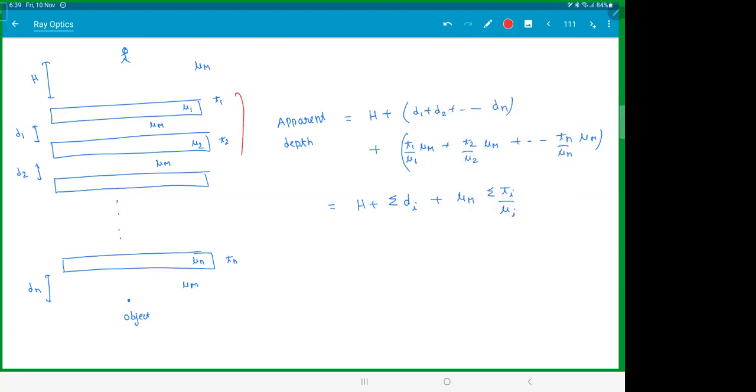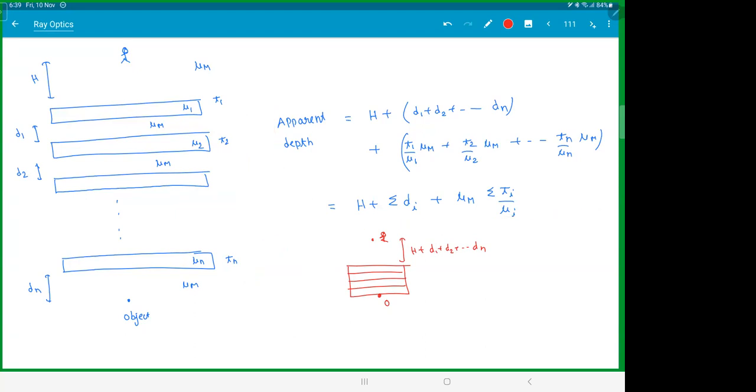So what you indirectly did was you just kept all the slabs together. You kept the object here and you kept the observer here and you took this distance as h plus d1 plus d2 plus so on till dn. Is that making sense? The medium between them, it doesn't matter. So you can just club all the distances together. Clear? This is a more generalized formula where you messed up everything basically.